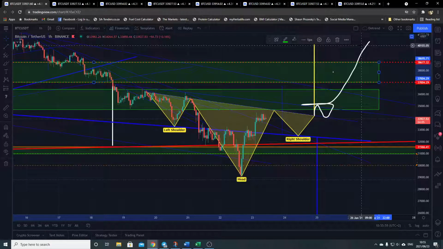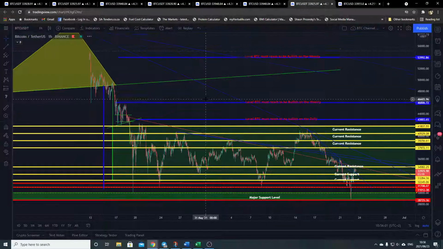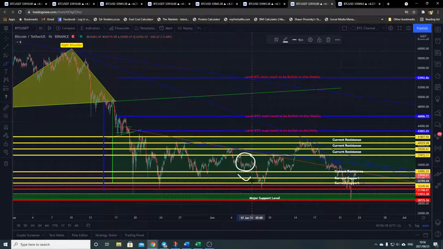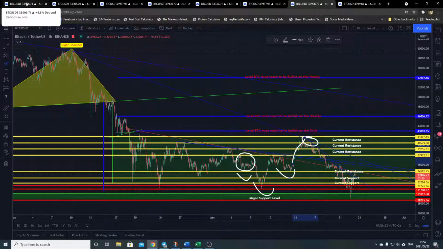There's only been one inverse head and shoulders that has actually played out in this whole channel. Okay, so we had an inverse head and shoulders here. There's the right shoulder, there's the head, and there's the left shoulder. And then price went up to the section over here, which was around about the 41,000 mark. That's the only time. All the other ones failed and we broke down.